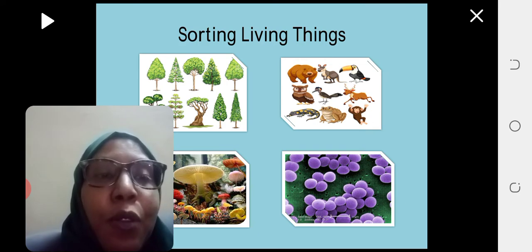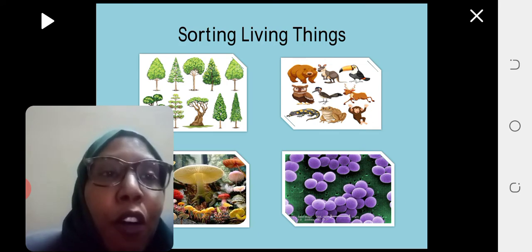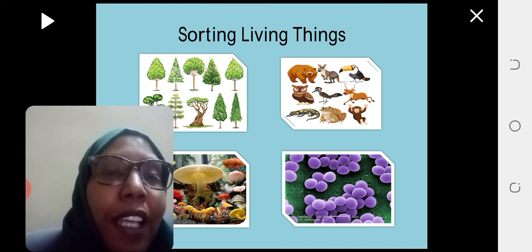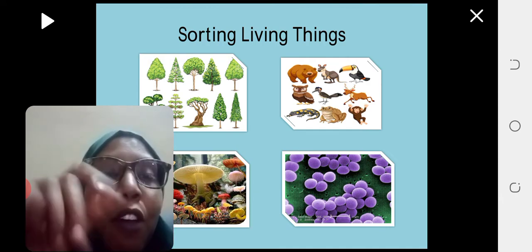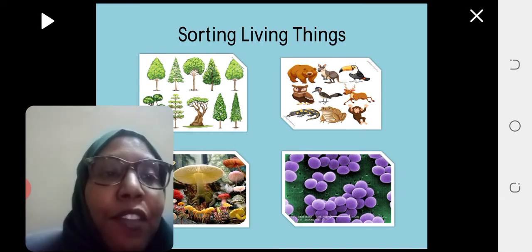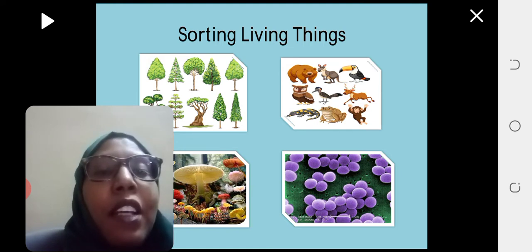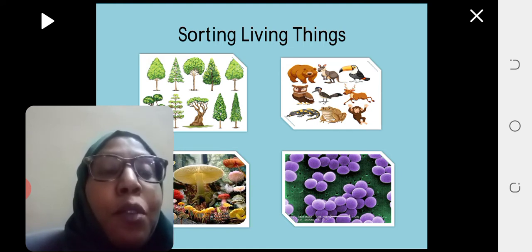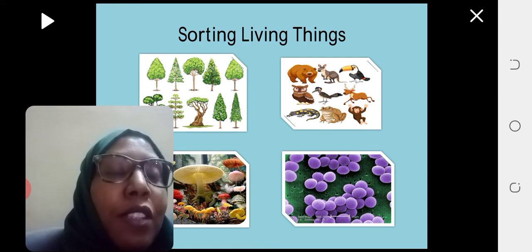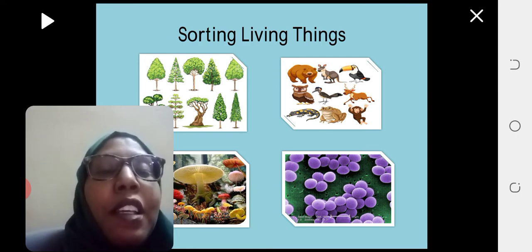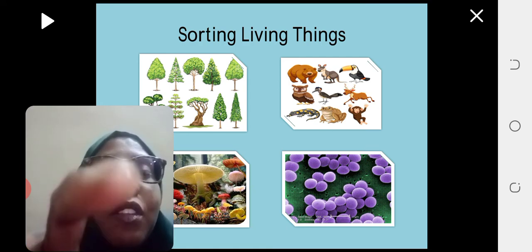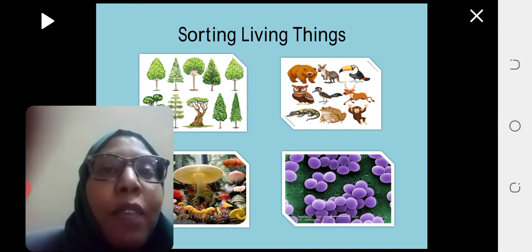As you see here, group of animals on the top right, group of plants on the top left, group of bacteria on the bottom right, and group of fungi on the bottom left. So we have four main groups.